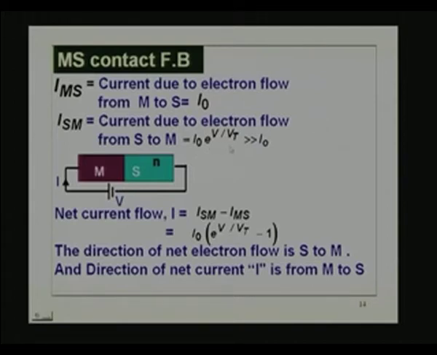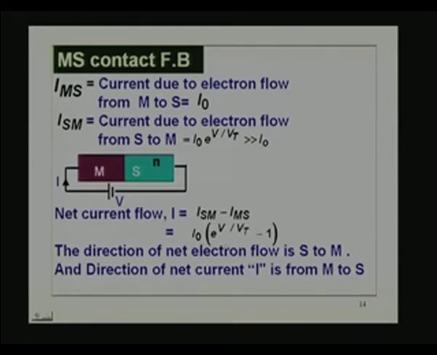When you forward bias, so we are talking of forward bias, that is much larger compared to I naught. Okay. So, net current is I naught into e to the power V by Vt minus 1. Okay. And the direction is from metal to semiconductor.